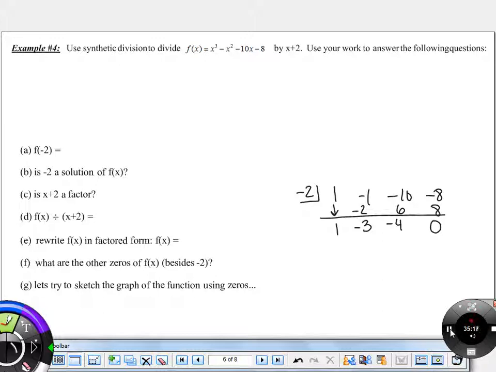Part A, sorry, it's a little bit up off the top of my screen. f of -2 is equal to what? 0. Okay? So we established that that number we plug in can be found here. Is -2 a solution of f of x? Yes. Is x plus 2 a factor of f of x? Yes.